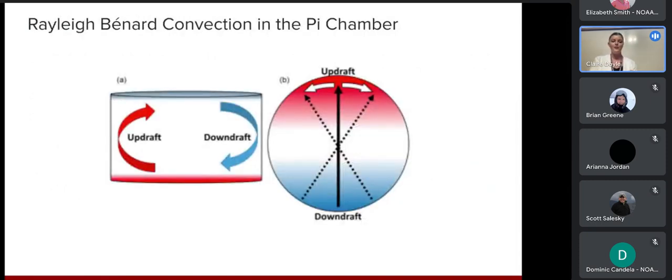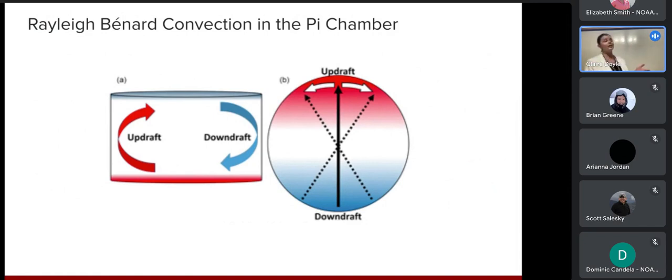Going back to the Rayleigh-Bénard convection, this is characterized by a large-scale updraft on one side of the pi chamber. You can see that on the left plot. And then it's also characterized by a downdraft on the other side. And so you get this circular motion going on. And then as studies are conducted, this large-scale circulation oscillates right and left within the chamber.